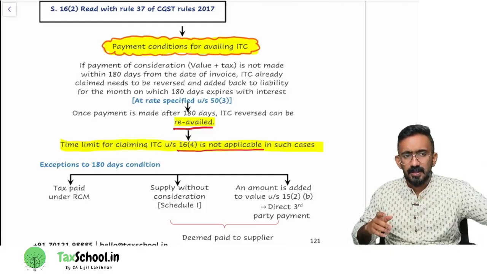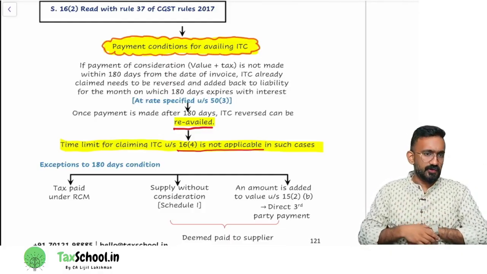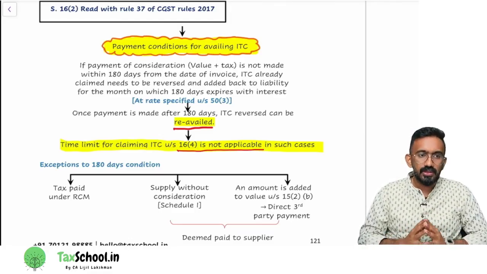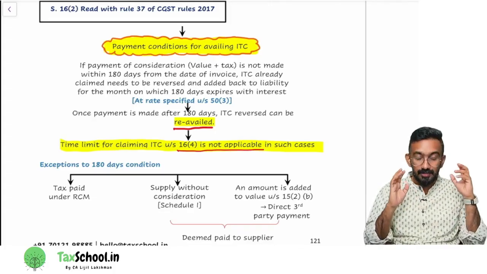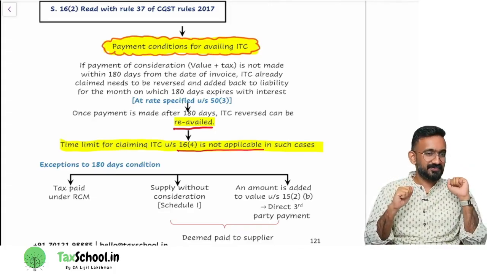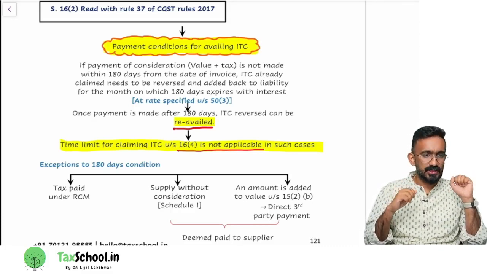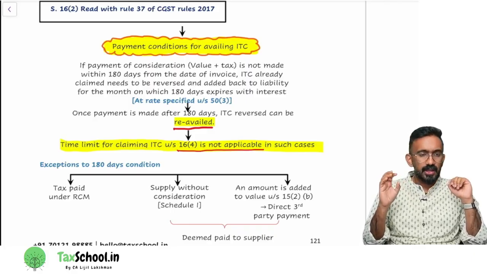First, understand payment is not a precondition for availing ITC, which means for you to take input tax credit, you don't have to pay the consideration to the supplier. Credit sale also, credit purchase also, you can take the ITC. The government cannot say that you will have to pay cash and then only you can take ITC. That's like saying no to credit purchases in India. That's not allowed.